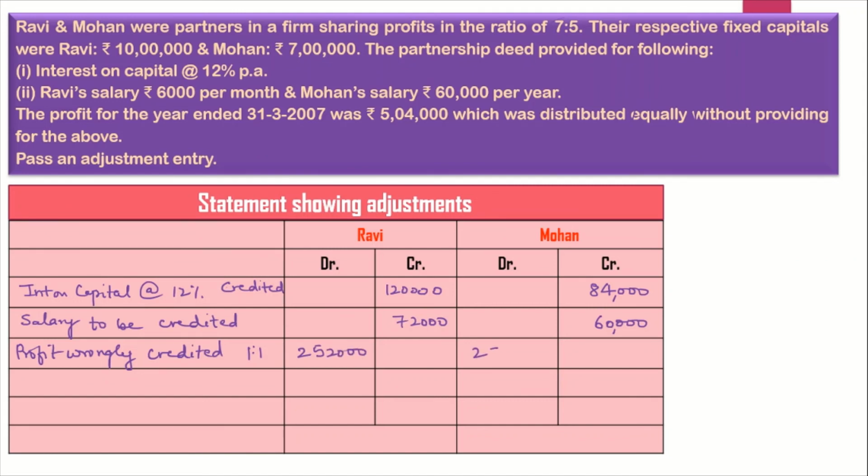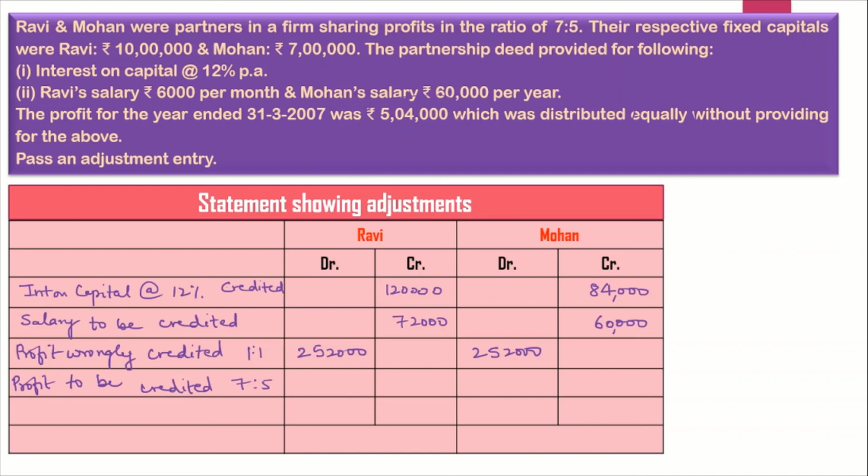Okay, now I'm going to take the correct profit, profits to be credited. Now I need to credit the profit in the ratio of 7 is to 5. But I'm not going to take this 7,04,000, sorry, 5,04,000 profit. Here I've taken 5,04,000 in my previous step. Now it's not 5,04,000 which is to be divided. I need to consider interest on capital and the salary. So I want my correct profit also.